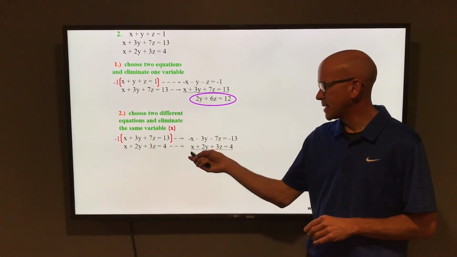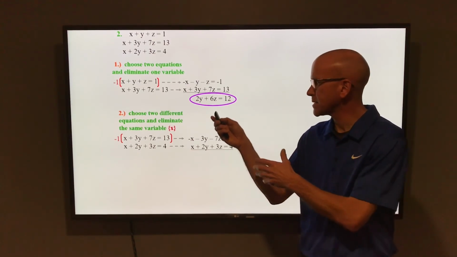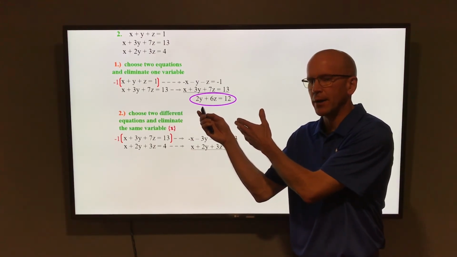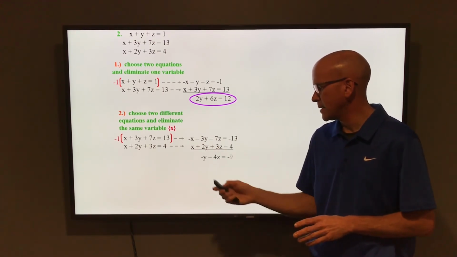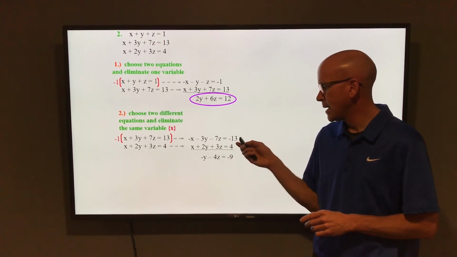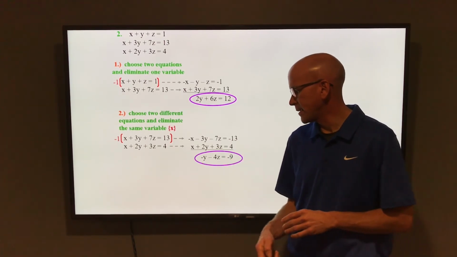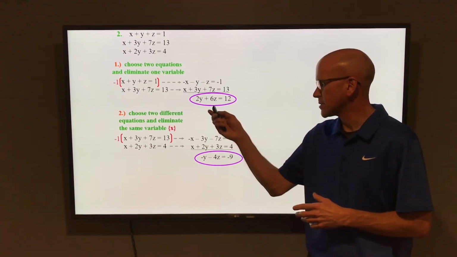Now, if I add these together, the x's will be eliminated. That's what I want to have happen. I want to eliminate the same variable that I eliminated in the first round. So eliminate the x by adding those together, get -3y plus 2y, that is -y. -7z plus 3z is -4z, and -13 plus 4 is -9. So there I have another equation in variables of y and z, just like this equation up here.